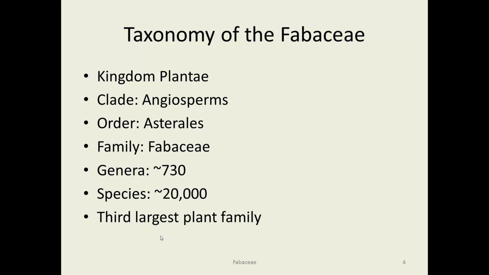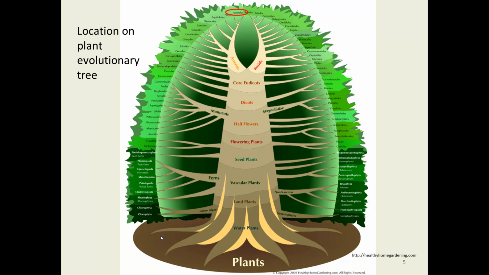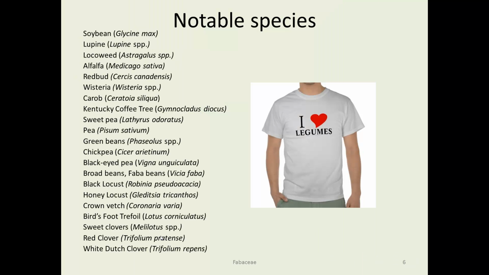This is in the Asterales, family Fabaceae, probably the 3rd largest plant family, depending on what taxonomist you consult, a good 20,000 species worldwide. We are in the Asterales in the asterid group on our plant evolutionary tree.